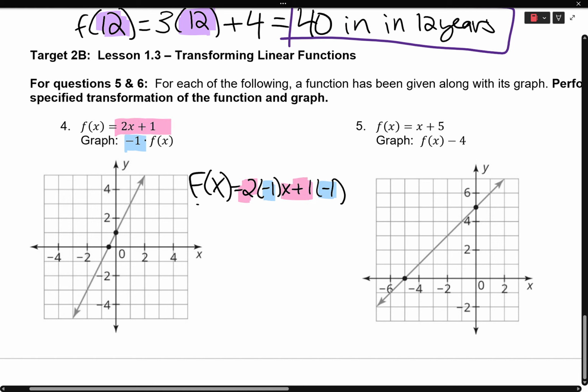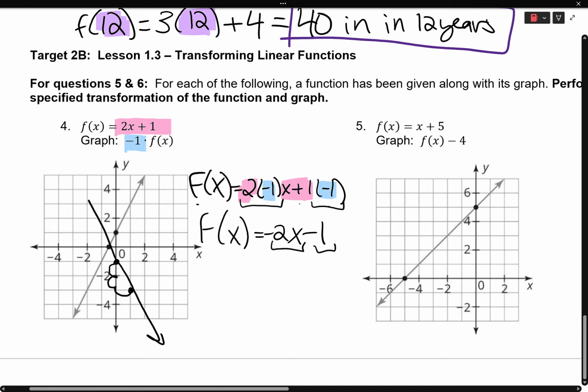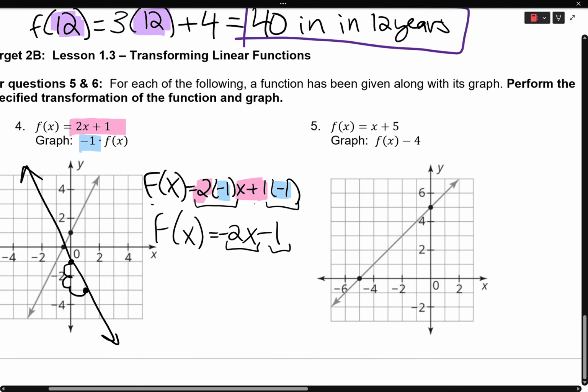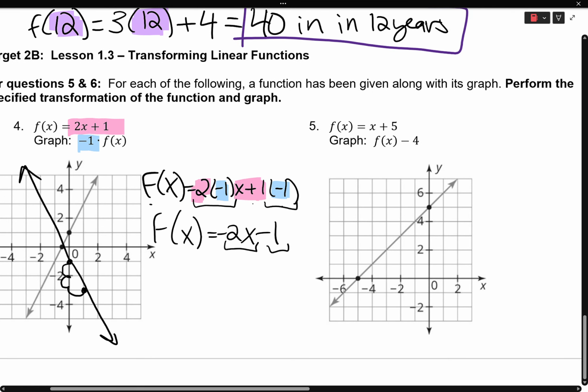So let's find out our new function. 2 times -1 is -2, and 1 times -1 is -1. Let's graph it. So we start at -1, and then down 2 to the right 1. Fantastic. Number 5.